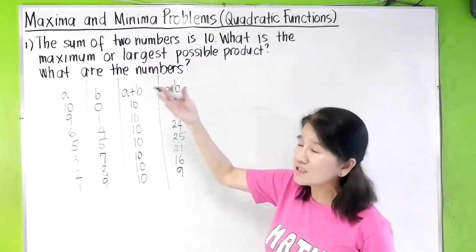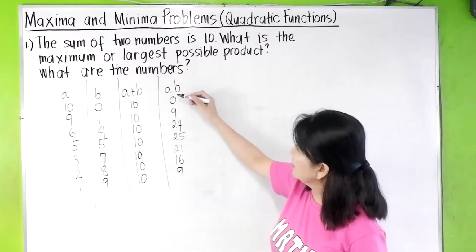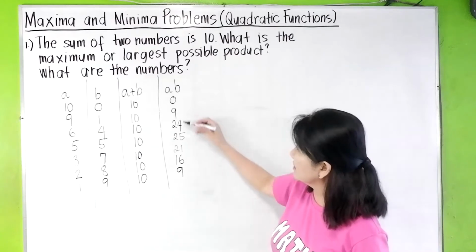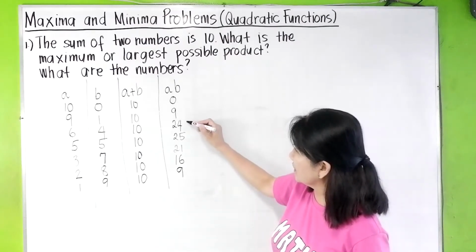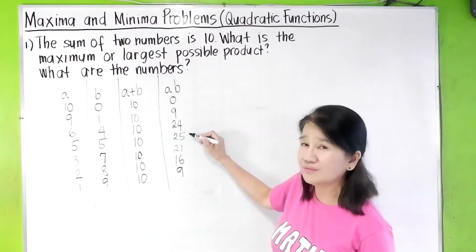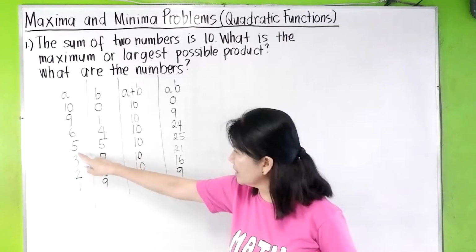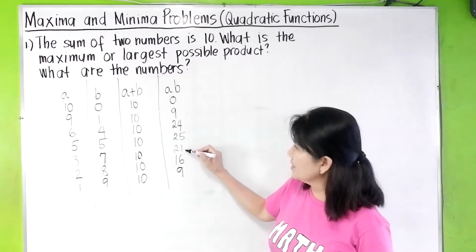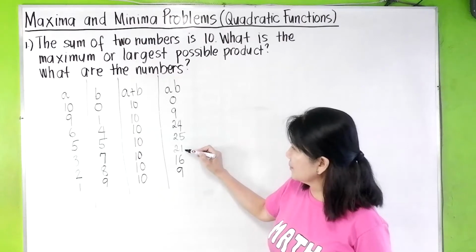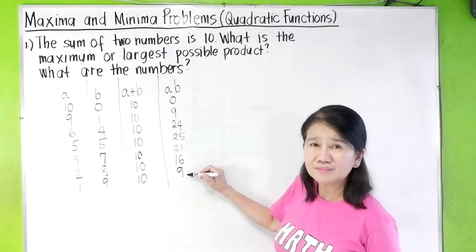Now, the problem is asking for the maximum or the largest possible product. Let's take a look at the products here. What did you observe? You have 0, and then 9, then 24, then 25. And then, when the numbers here were going down, did you notice that the products here are also going down?